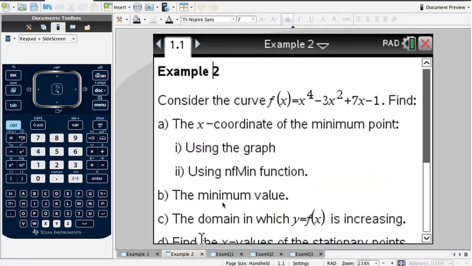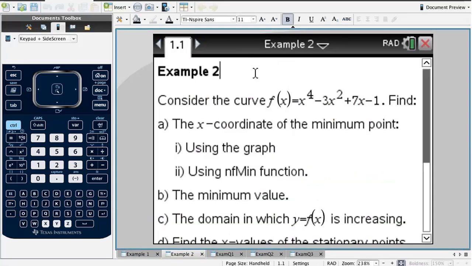Okay, so now we've got example 2. Consider the curve f(x) equals x to the 4 minus 3x squared plus 7x minus 1. Find the x coordinate of the minimum point. Now we've got a couple of methods we're going to try: using the graph, or using the nMin function in the calculator document. So let's try the graph first.